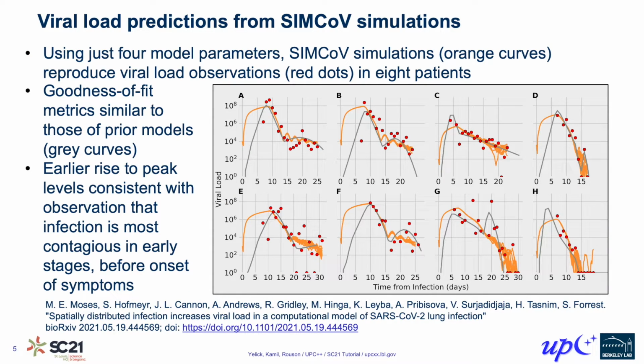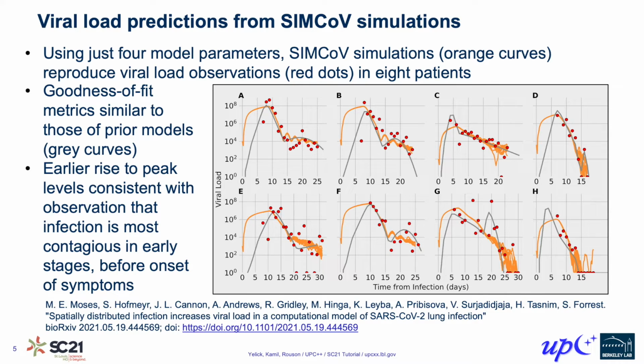This figure, taken from the paper cited at the bottom, shows the quality of results of the SimCOVE simulation code. As mentioned in the previous slide, observational data is used to determine model parameters. These results show how, when using just 4 such parameters, the SimCOVE predictions of viral load shown by the orange curves can match the data shown with the red dots, taken from 8 different patients. As the paper describes, the mathematical measures of goodness of fit for the SimCOVE simulation are similar to those of competing models, shown by the gray curves.